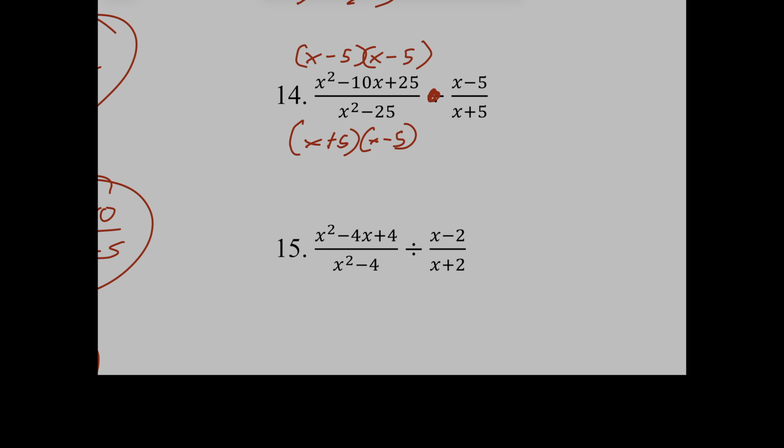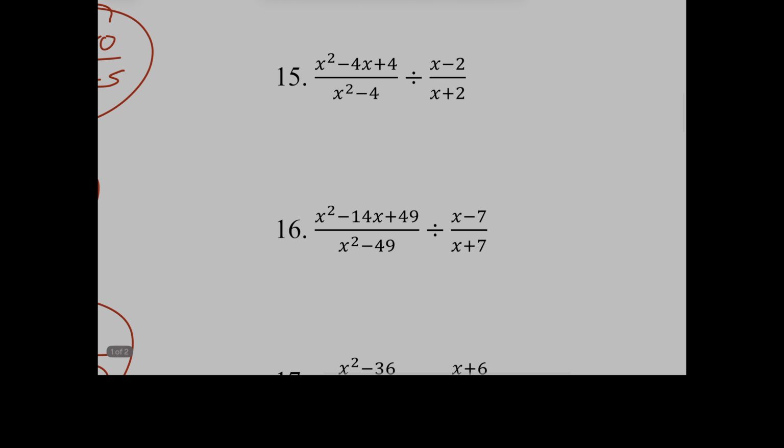And this is multiply and flip. Okay, now just look at the red. I have an x plus 5, and I have an x plus 5. I have an x minus 5, and I have an x minus 5. I have another x minus 5, and I have another x minus 5. My answer is 1.